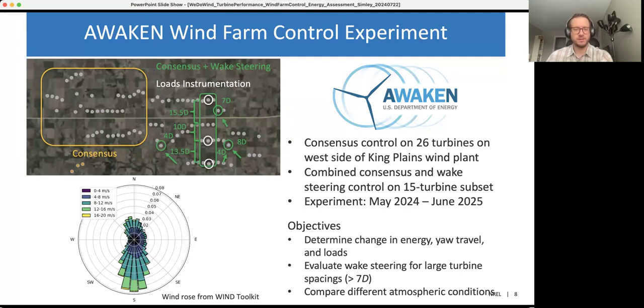And then on the east side of the wind plant, there are 15 turbines that are modified to implement consensus and wake steering control. And so there's a 12 turbine cluster with a pretty large turbine spacing in the north-south direction, which is also the most common wind direction at the site.